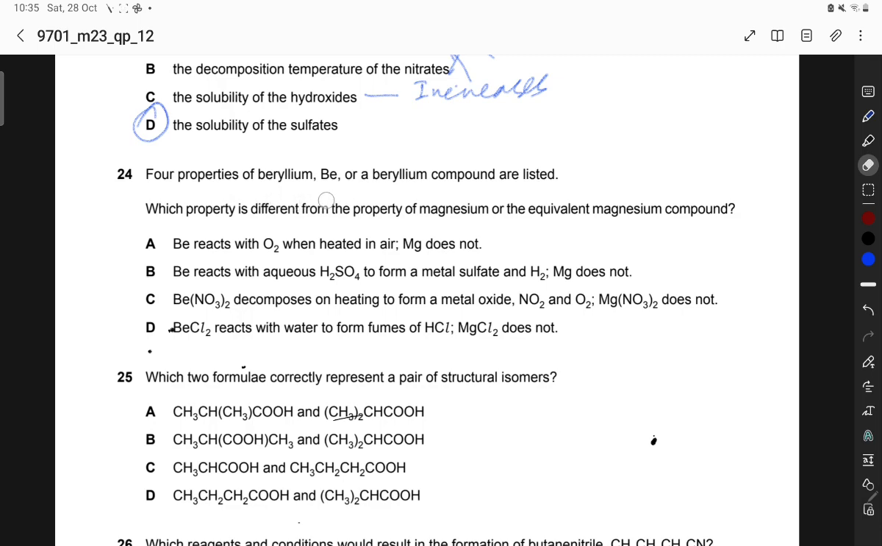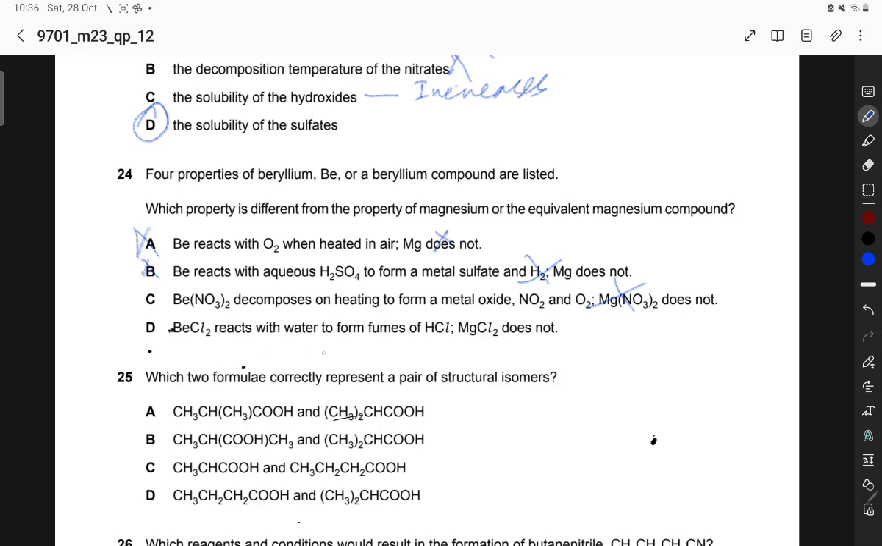Four properties of beryllium or beryllium compounds are listed. Which property is different from the property of magnesium or the equivalent magnesium compound? Beryllium reacts with oxygen when heated in air. Magnesium does not. This is incorrect. Beryllium reacts with aqueous sulfuric acid to form metal sulfate and hydrogen. Magnesium does not. So this is also incorrect. Beryllium nitrate decomposes on heating to form metal oxide, nitrogen dioxide and oxygen. Magnesium nitrate does not. So this is again incorrect.